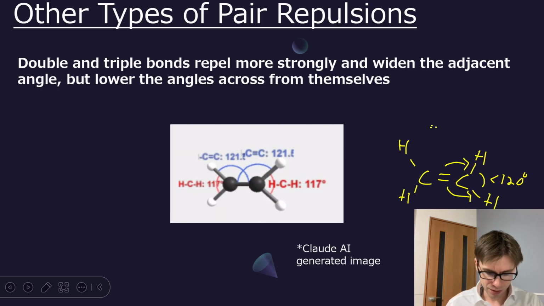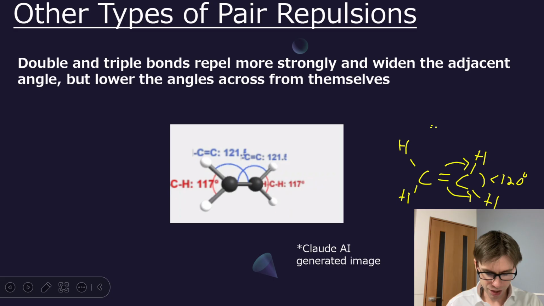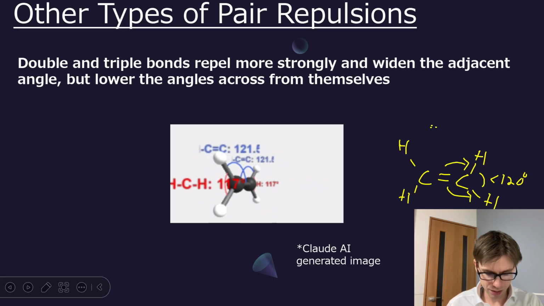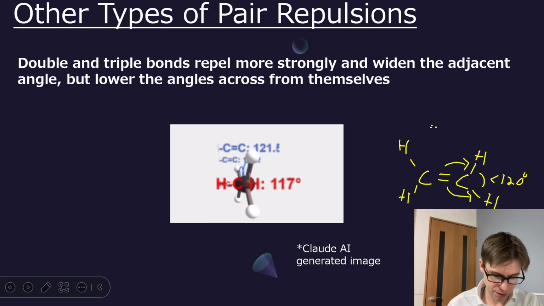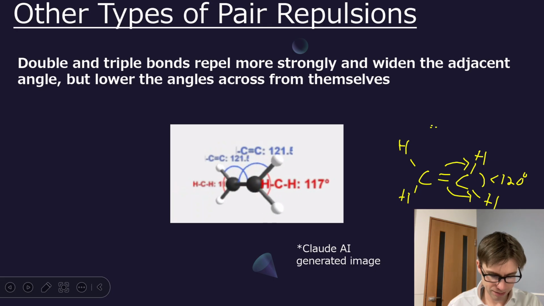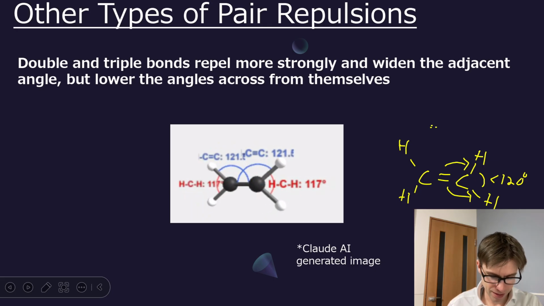So smaller angles on the ends between CH bonds, larger angles in the middle between CC double bond and CH single bond. So kind of that scissor action happening.